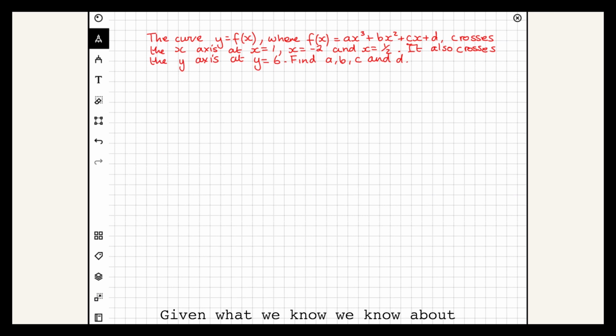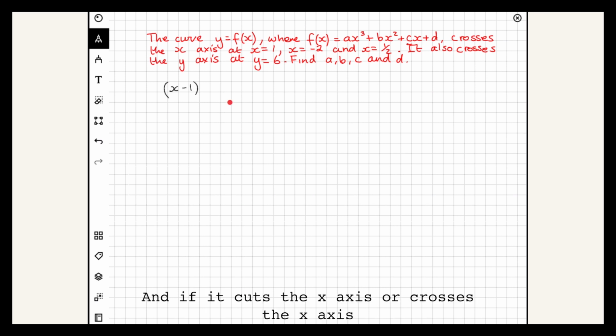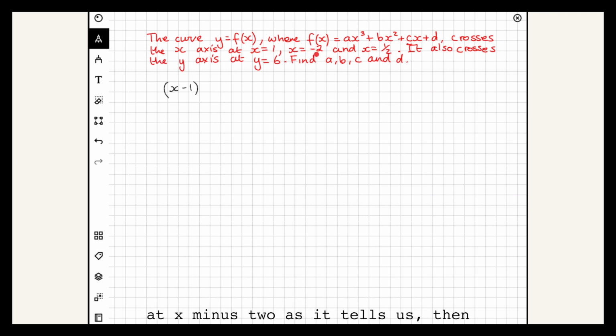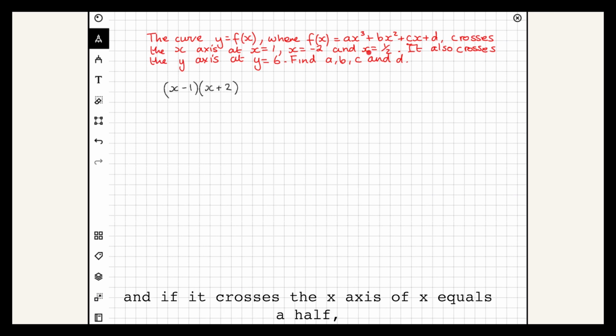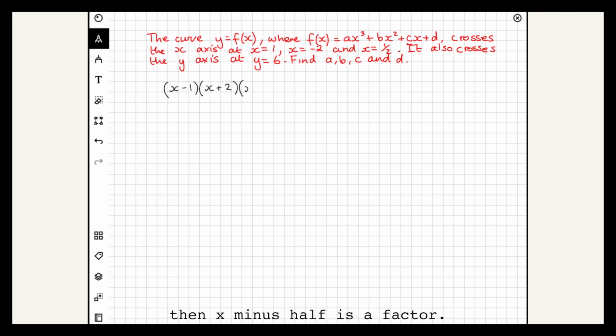Given what we know about quadratics, factorizing quadratics, and also our knowledge of the factor theorem, we know that if it crosses the x-axis at x equals 1, then x minus 1 is a factor. And if it crosses the x-axis at x equals minus 2, as it tells us, then x plus 2 is a factor. And if it crosses the x-axis at x equals a half, then x minus a half is a factor.